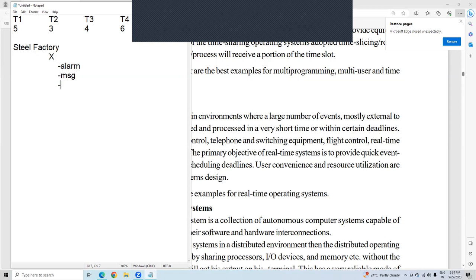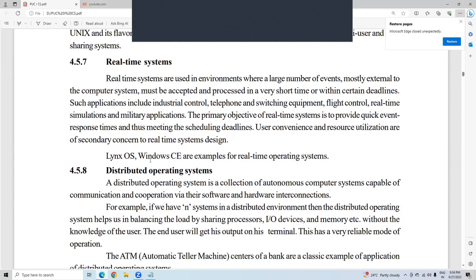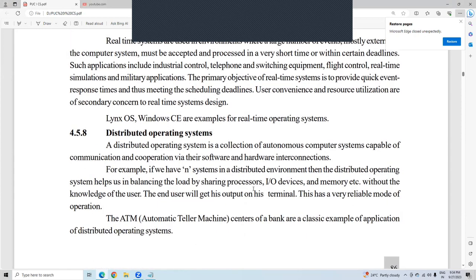That is why in this type of section, they adopt a real-time system which will be working all 24 hours, right? So that whenever that situation occurs, immediately that system will take care of all this. That is one general example, right? So we have Linux OS and Windows CE as examples of real-time operating systems.